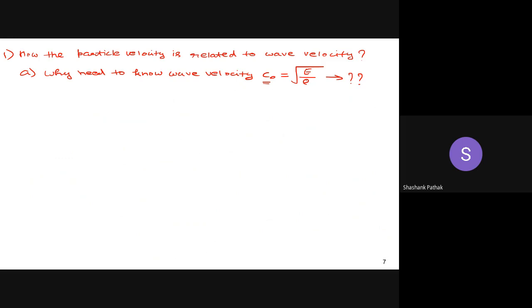Sometimes also, if you remember, different media have different kinds of wave velocities. Based on that wave velocity, we can identify the structure of that particular media. So wave velocity is important in those cases. But the second thing is, why do we need to know about particle velocity?